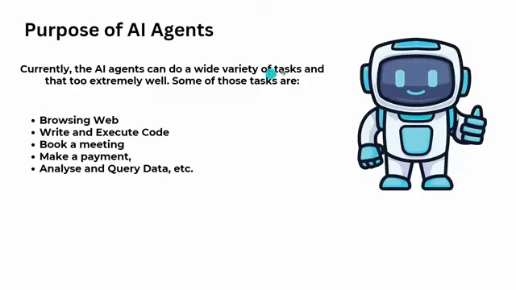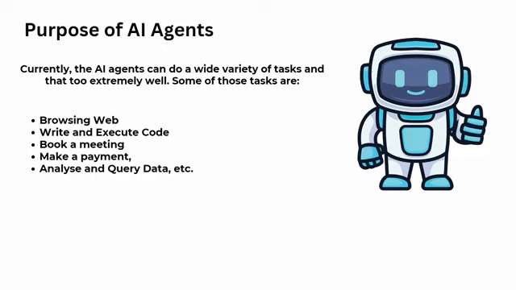So what is the purpose of an AI agent? An AI agent can do a wide variety of tasks, like browsing the web, writing and executing code, booking a meeting, making a payment, analyzing and querying data. So these are the tasks which can be performed by an AI agent.